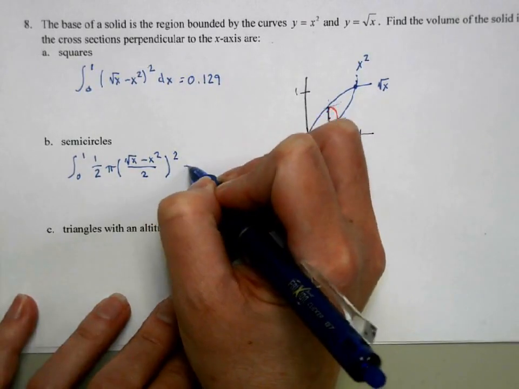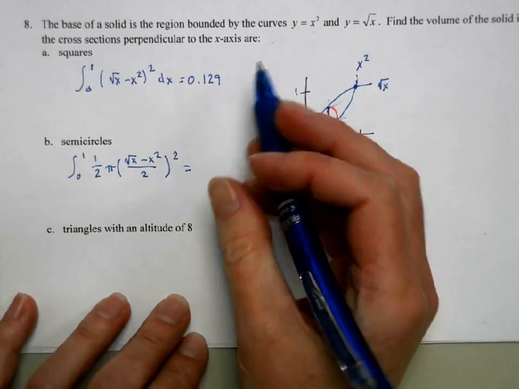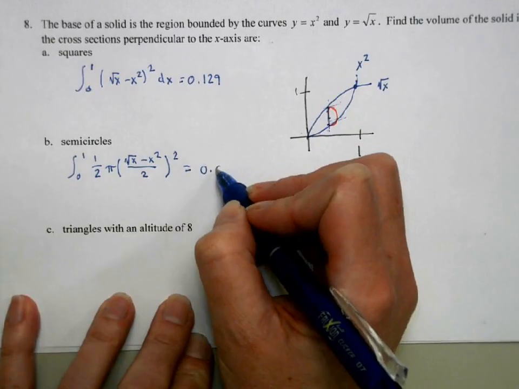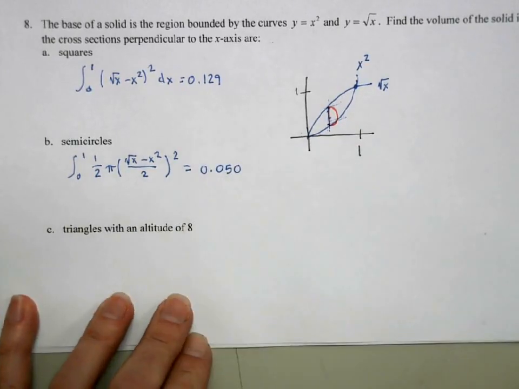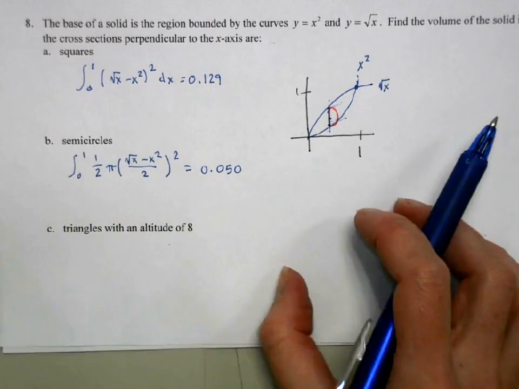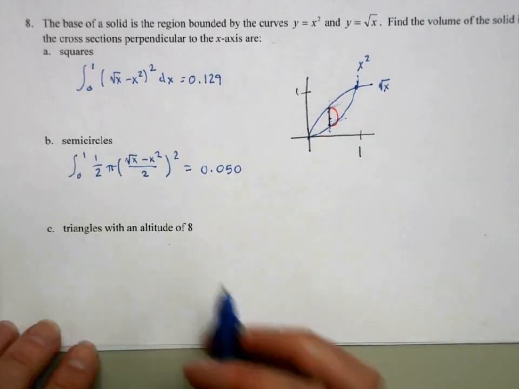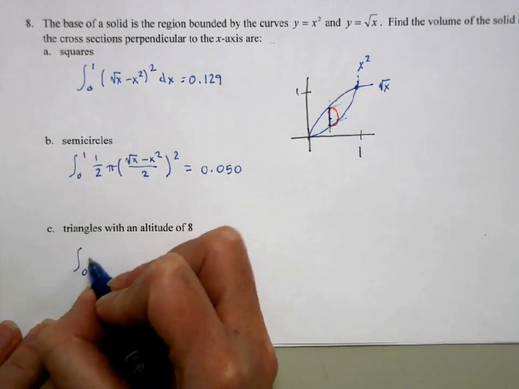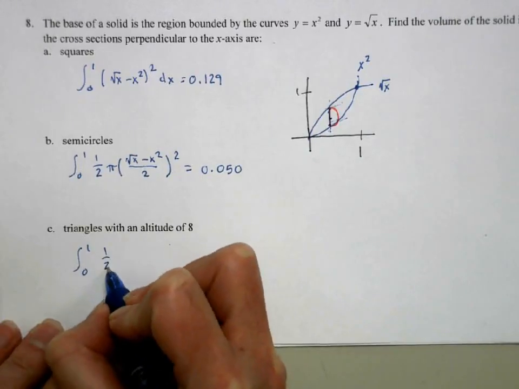Calculator time. Last one, triangles with an altitude of 8. So triangles are 1/2 base times height. The base will be that top minus bottom, root x minus x squared. My altitude, my height, will be 8.